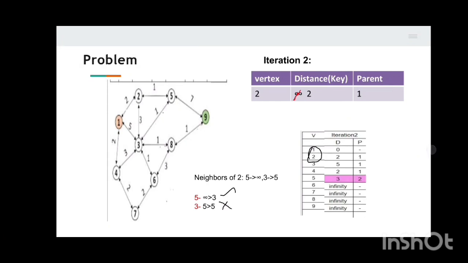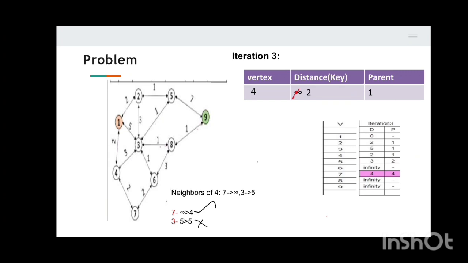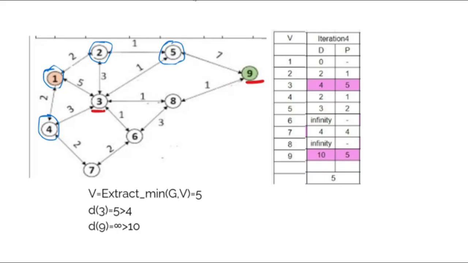In iteration 3, vertex 4 has the minimum distance, so it is extracted from the heap. The neighbor vertices of 4 are 7 and 3. The distance of 7 is infinite. We add up the distance between 4 and 7 and the distance of 4, and check: infinite is greater than 4, so we modify the distance of 7 from infinite to 4. Similarly, we check the distance of 3. The distance of 3 is already 5. 5 is not greater than 5, so we can't change it.